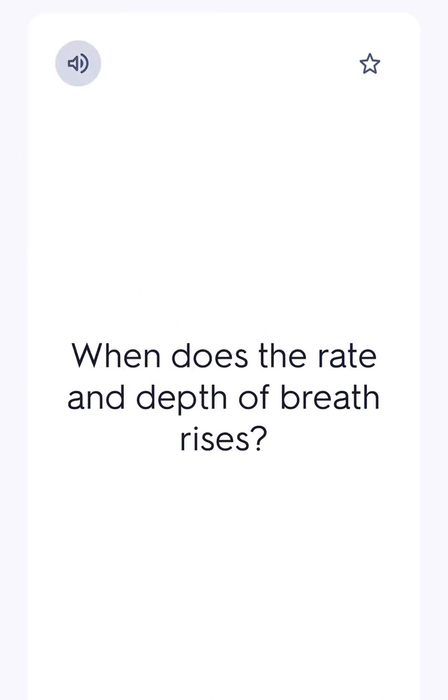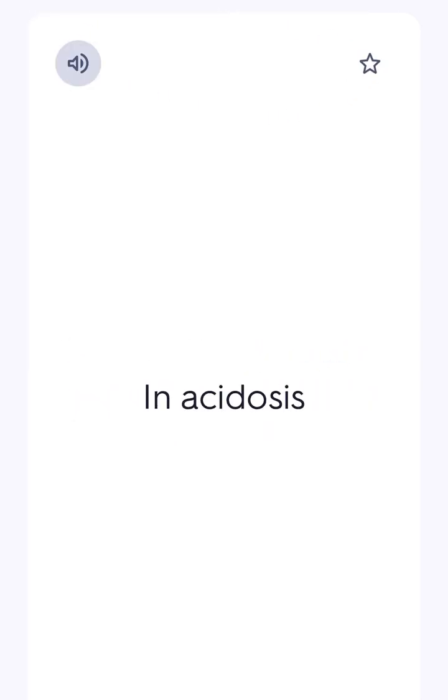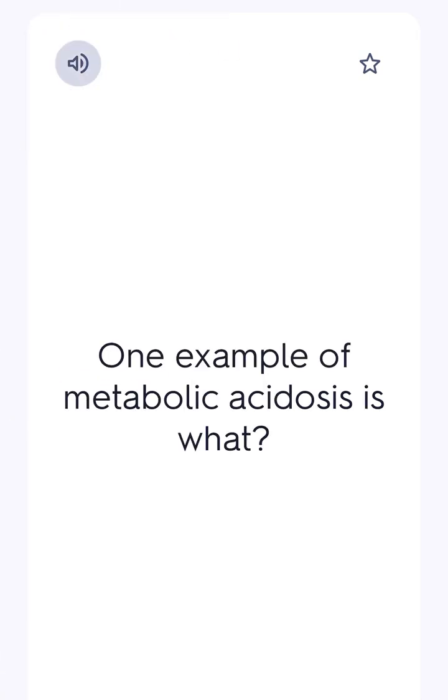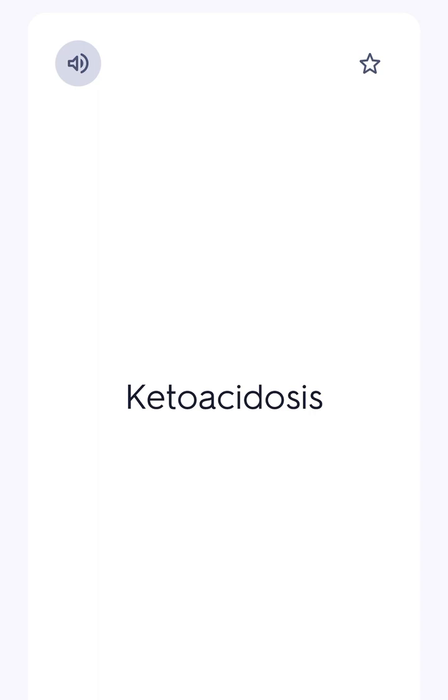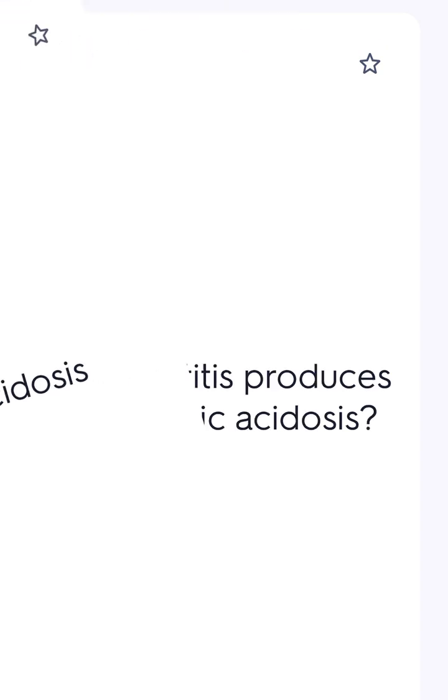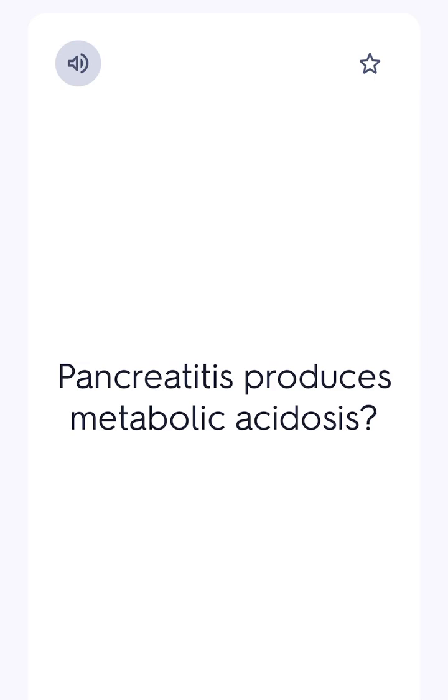When does the rate and depth of breath rises? In acidosis. One example of metabolic acidosis is what? Ketoacidosis. Pancreatitis produces metabolic acidosis? True.